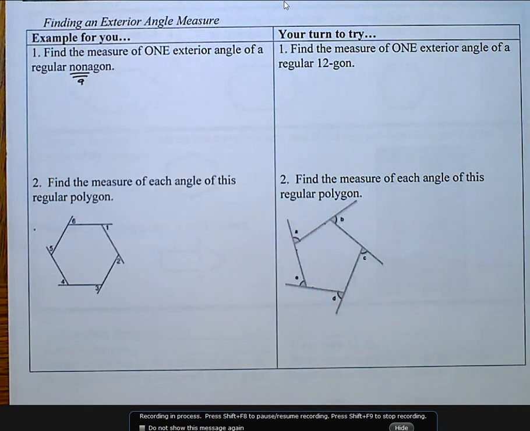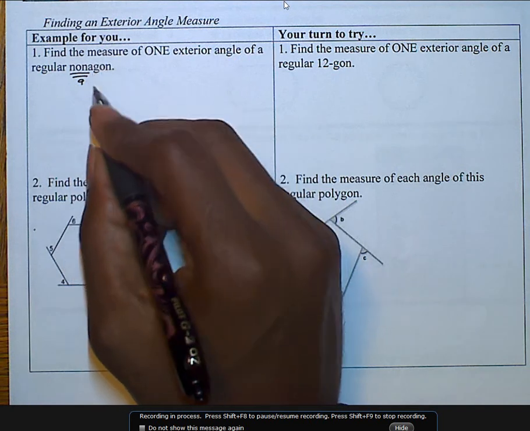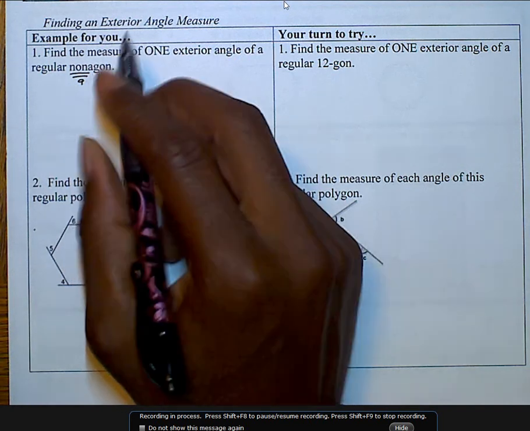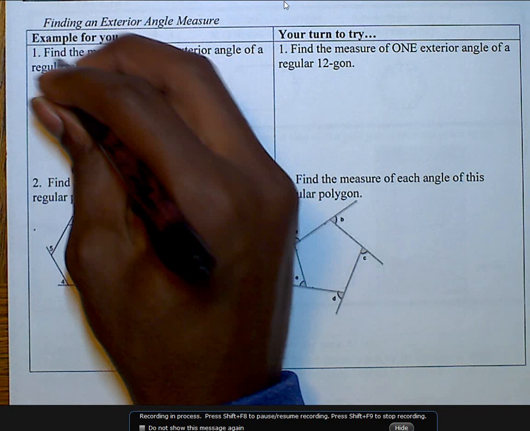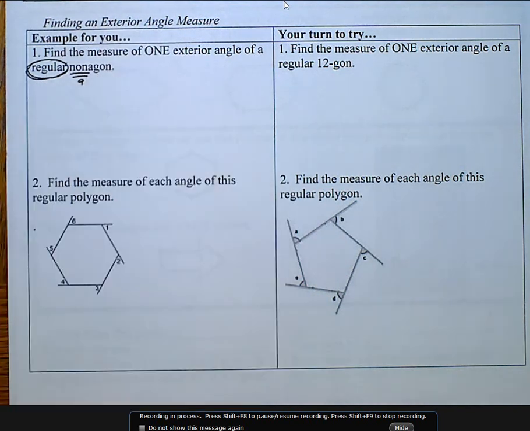Okay. So a nonagon has 9 sides, and with our polygon, what we can do is we can say, well, if it's regular, what does that mean to us? Regular will mean that all of our angles are the same. We don't necessarily need to know what the angles on the inside are right now, just find the exterior. But I know that if my inside angles are the same, what should you know about the outside angles? They're going to be the same as well.